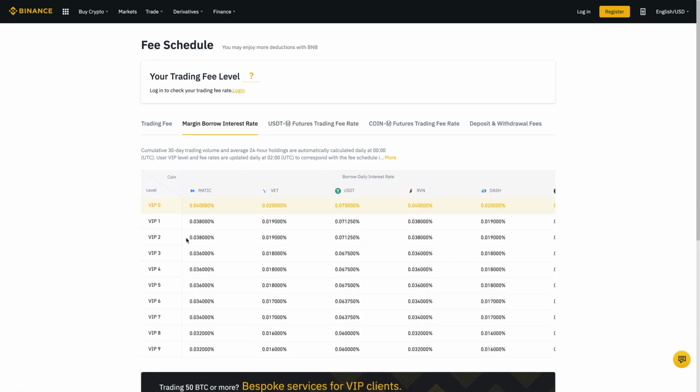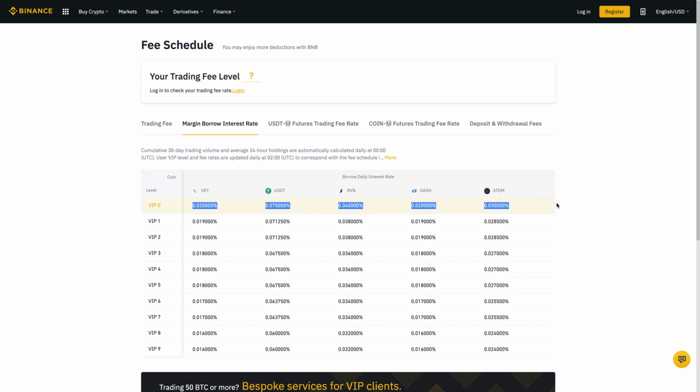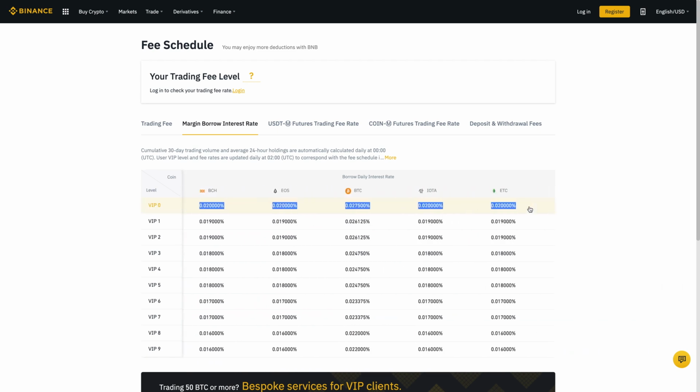This table, depending on what your level is, will determine your interest rate on whichever coin you're borrowing. So if you want to take a look at the other coins, you can scroll over here, and so on and so forth. For example, BTC, that's the rate.